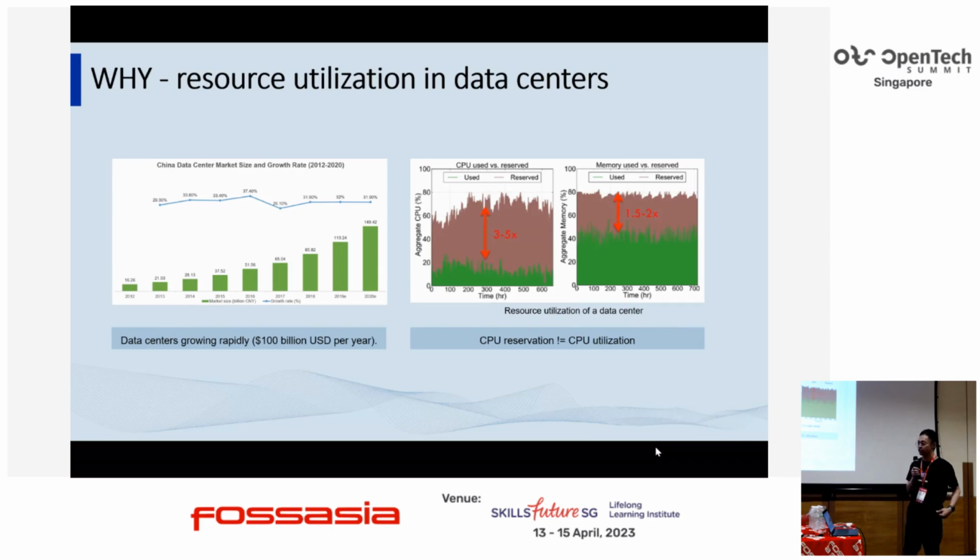Why does the resource utilization in data centers need to be improved? As you know, our data centers are growing rapidly. That's why we have many data centers being built every year. Then you know that the CPU allocated or reserved for customers is very high in the data center. But if you check the monitoring system, you will find that the actual CPU utilization is low, maybe 10% or 20% on average. So in the industry, we are trying many ways to improve the low CPU utilization. Okay.